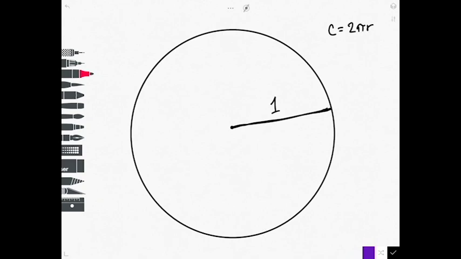We can actually determine how far it is to go around this circle. Just go 2 pi times 1. So the circumference of our circle here, the circumference all the way around, is 2 pi. And that can be useful in some cases.